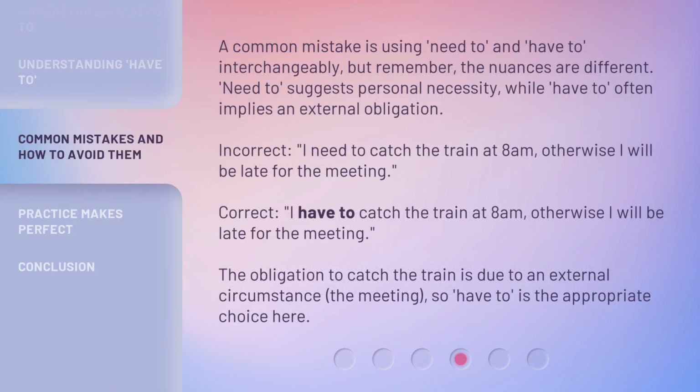A common mistake is using need to and have to interchangeably, but remember, the nuances are different. Need to suggests personal necessity, while have to often implies an external obligation. Incorrect: I need to catch the train at 8 a.m., otherwise I will be late for the meeting. Correct: I have to catch the train at 8 a.m., otherwise I will be late for the meeting. The obligation to catch the train is due to an external circumstance, the meeting, so have to is the appropriate choice here.